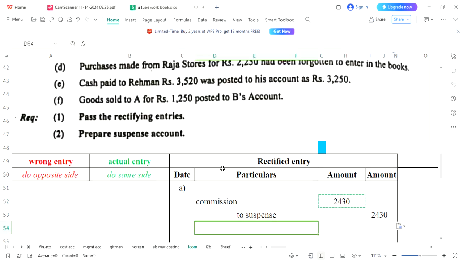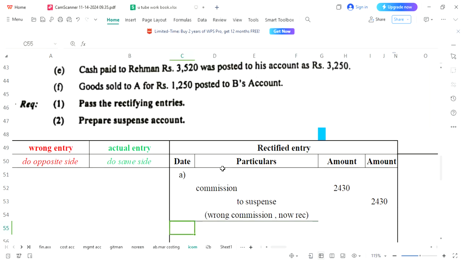Write down 2430 on the debit side and the same amount you will write on the credit side. For narration, wrong commission now rectified. So guys, in this way our first entry has been completed.